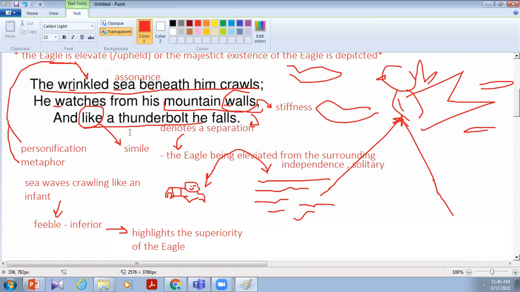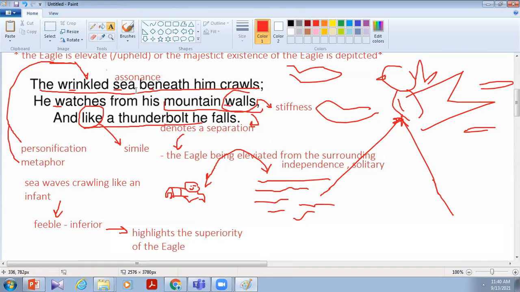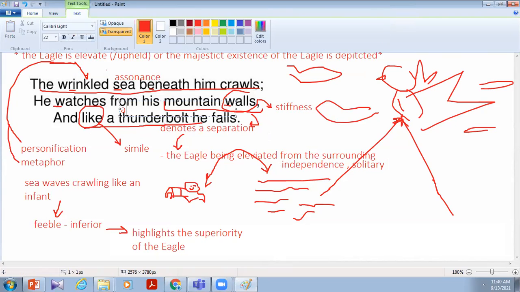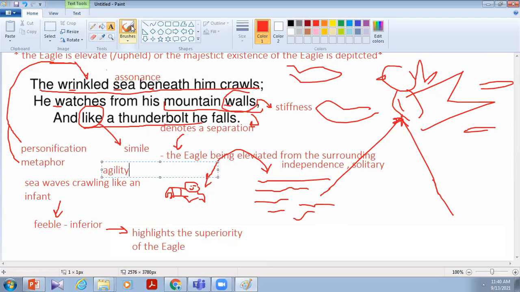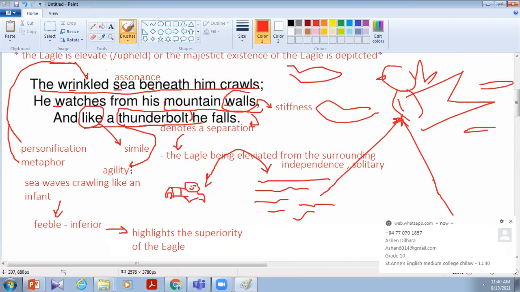Then the last line, like a thunderbolt, he falls. Like a thunderbolt, he falls. A thunderbolt is showing what? Agility. It shows agility. Like a thunderbolt, he falls. So what does it indicate? It indicates agility or speed. So you can say speed, but in a better word, you can call it agility, right? You can say speed or agility.